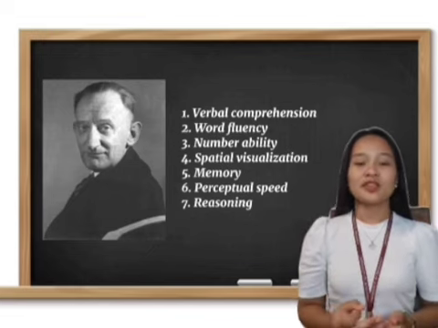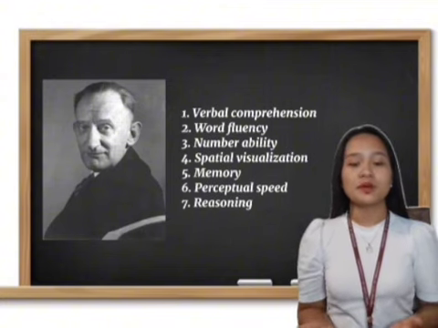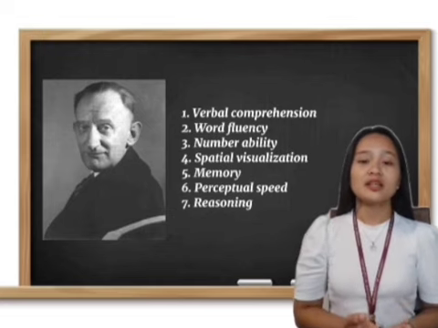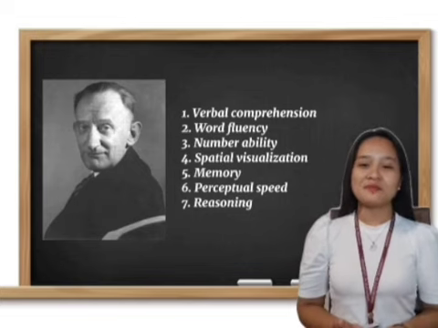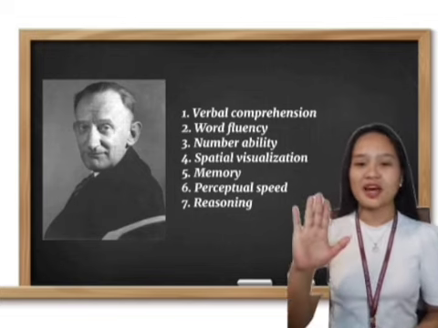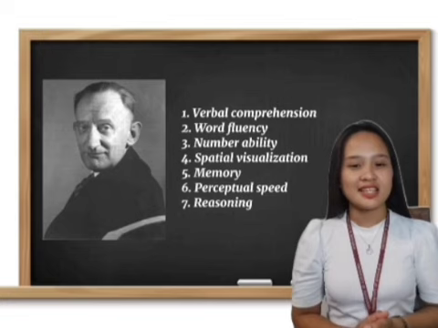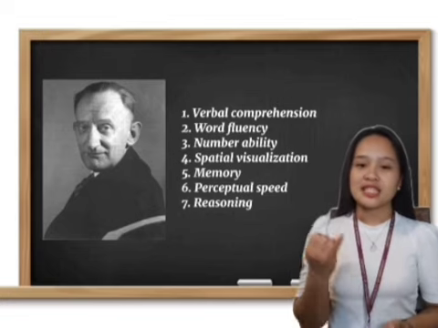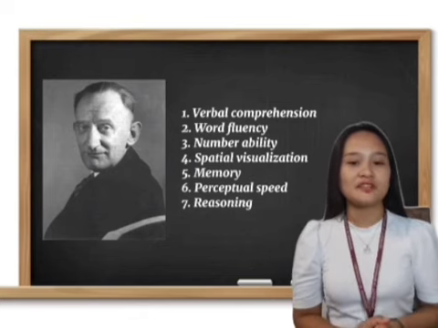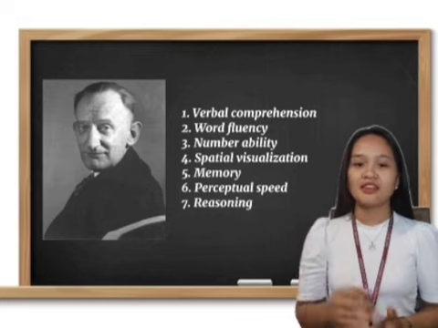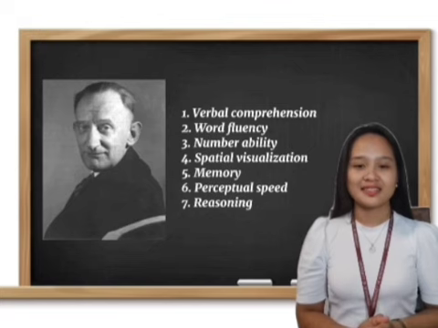Number 3, number ability, the skill in working with numbers and solving math problems. Number 4, spatial visualization, the ability to imagine and manipulate shapes or objects in space. Number 5, memory, the ability to remember information, experiences, or instructions. Number 6, perceptual speed, the ability to quickly notice and compare visual details. Number 7, reasoning, the ability to think logically and solve problems.